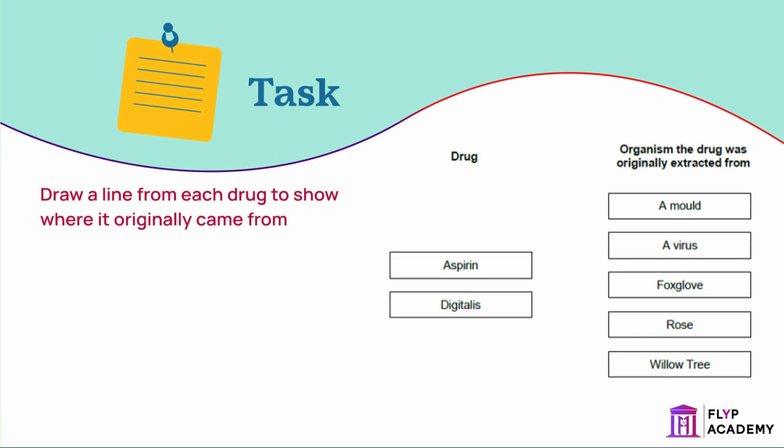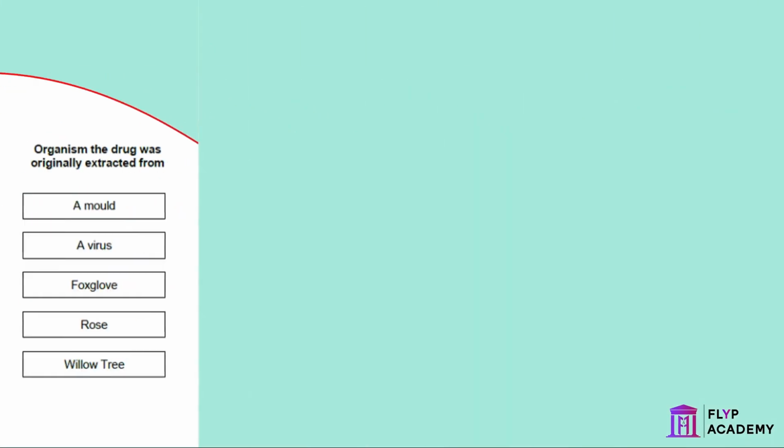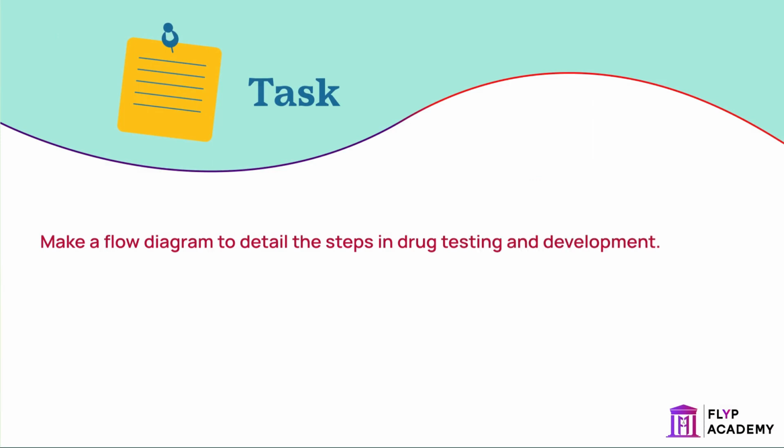When new drugs are discovered, they go through a rigorous process of testing before they are able to be given to patients. Extension: why do new drugs need to be tested? What are they tested for? New drugs must be tested to ensure that they are safe, effective, and do not cause bad side effects. They must also be tested to determine safe dosages. Task: make a flow diagram to detail the steps in drug testing and development.